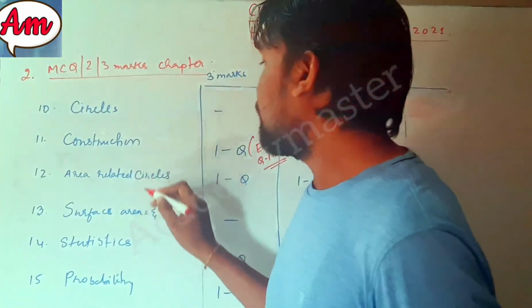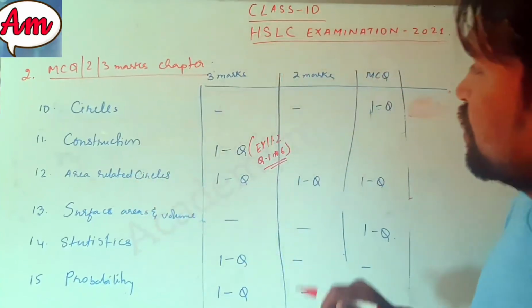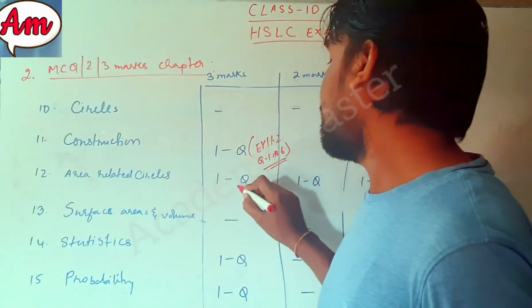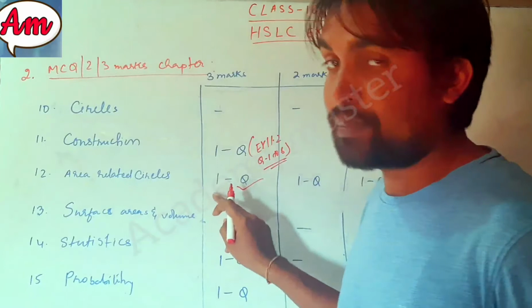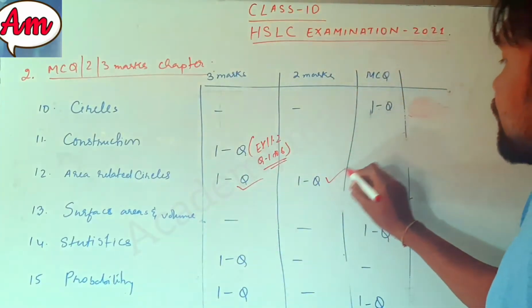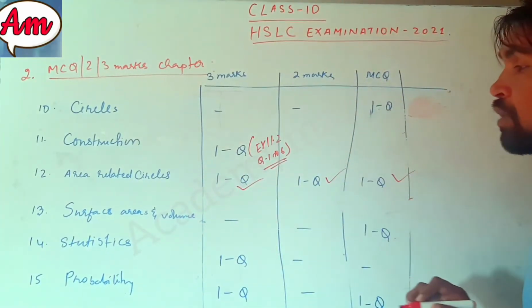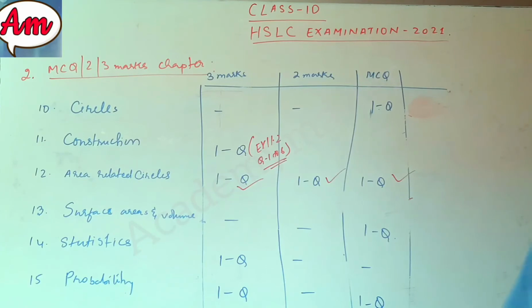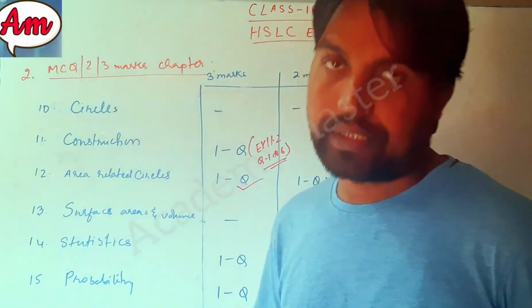Next chapter is Areas Related to Circles, chapter number 12. From chapter 12, you will get one 3 mark question, one 2 mark question, and 1 MCQ will be coming. That means chapter 12 MCQ you must study, dear students.